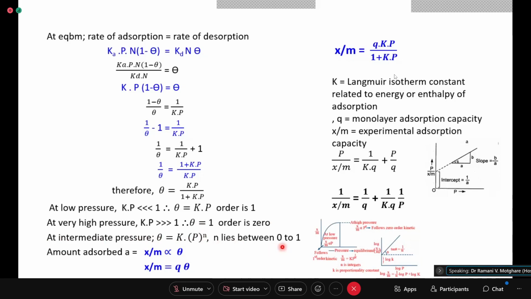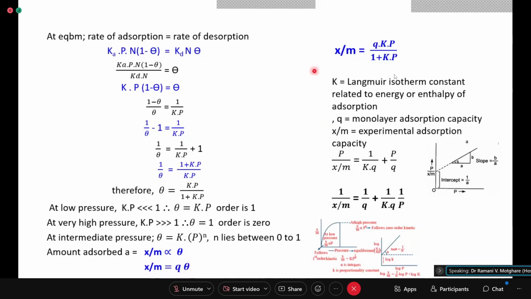So the amount adsorbed, x by m, is proportional to theta. When the amount adsorbed is proportional to theta, you add another constant q here, so x by m is equal to q theta.